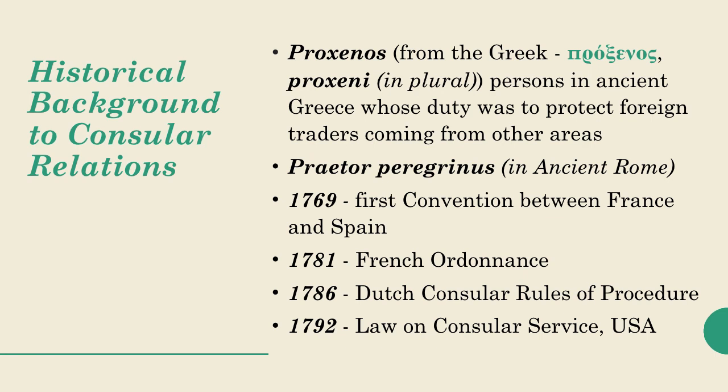The beginning of exchange of goods between people necessarily created a need for persons whose duty was to protect foreign traders coming from other areas. In ancient Greece, they were known under the name proxenos, in plural proxeni. It was equivalent to the modern term consul. In Egypt, Greek traders were protected by a magistrate acting in the capacity of judge, while in Rome, protection was the duty of the praetor peregrinus. The historical roots of the institute of consulate have their origins in the city-states of Greece and Rome.